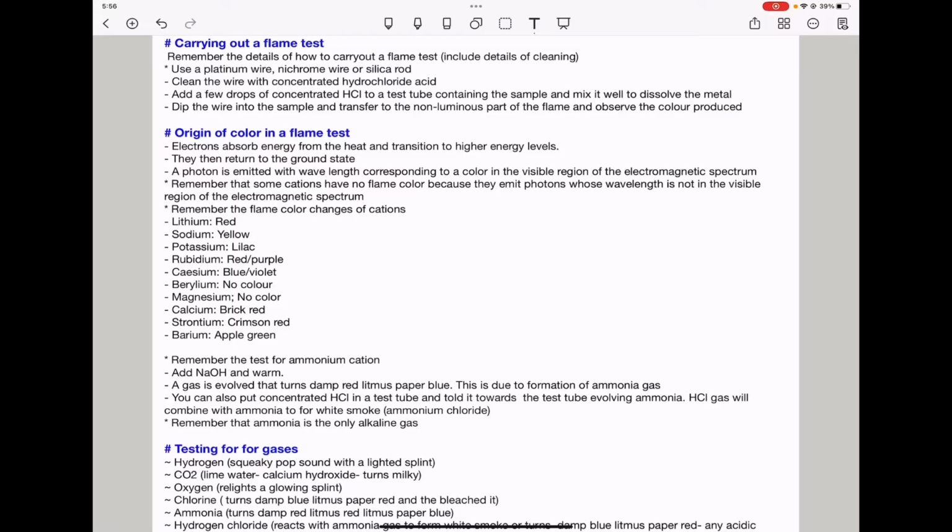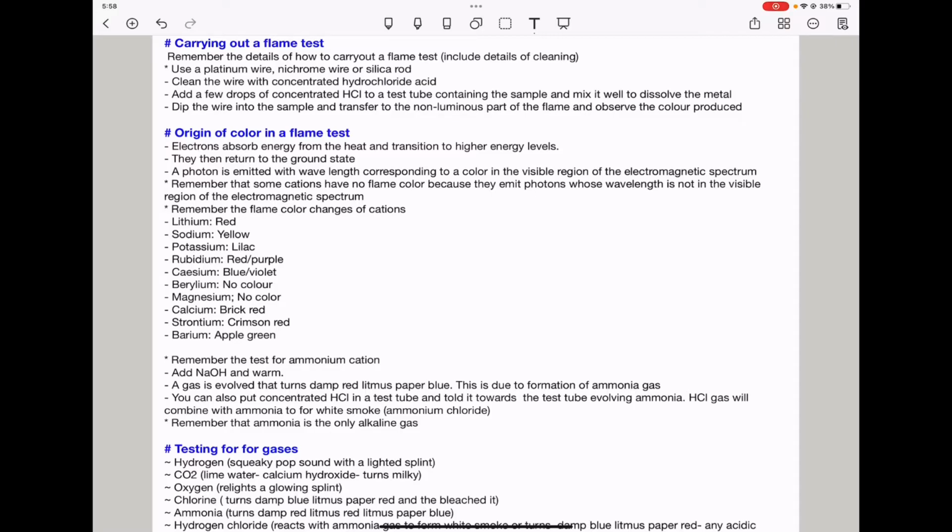You need to remember the details of how to carry out a flame test, including the process of cleaning. You need to know that you can use platinum wire, nichrome wire, or a silica rod. We clean the wire with concentrated hydrochloric acid. Add a few drops of concentrated hydrochloric acid to a test tube containing the sample and mix it in order for the metal to dissolve. Then dip the wire into the sample and transfer it to the non-luminous part of the flame and observe the color of the flame produced.